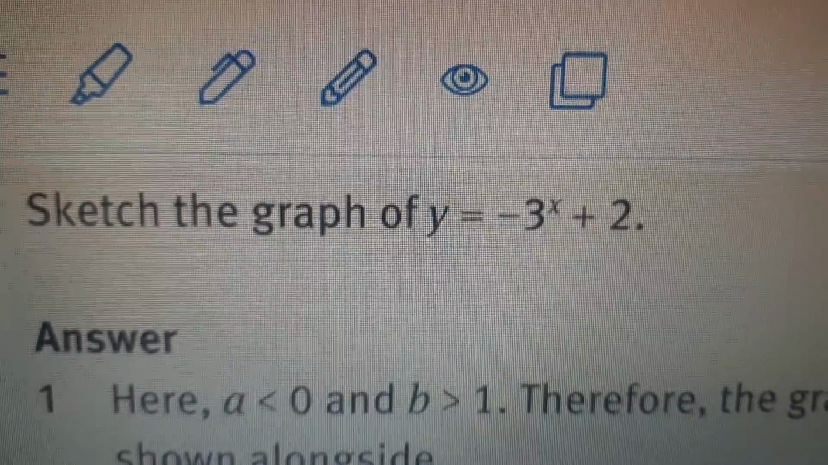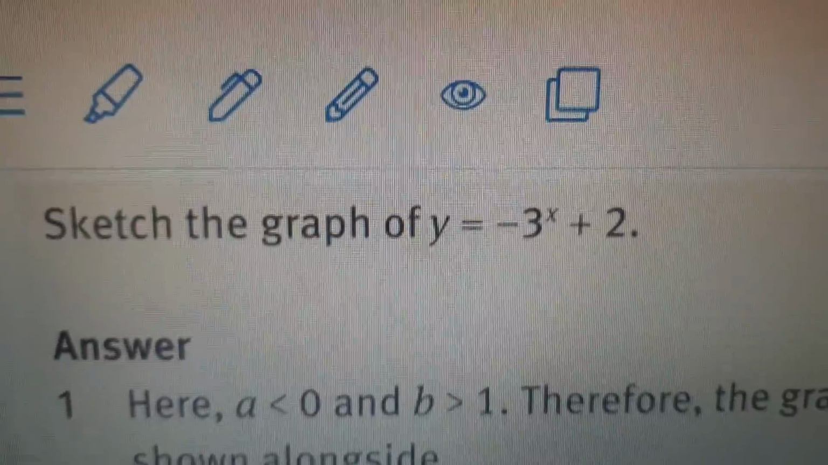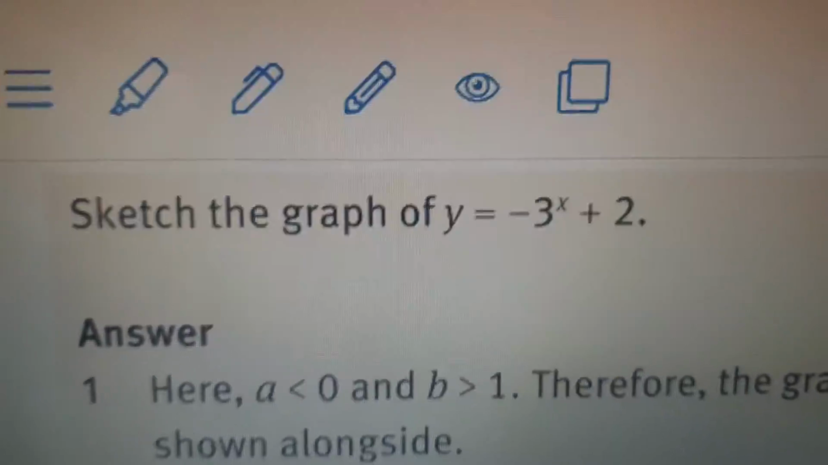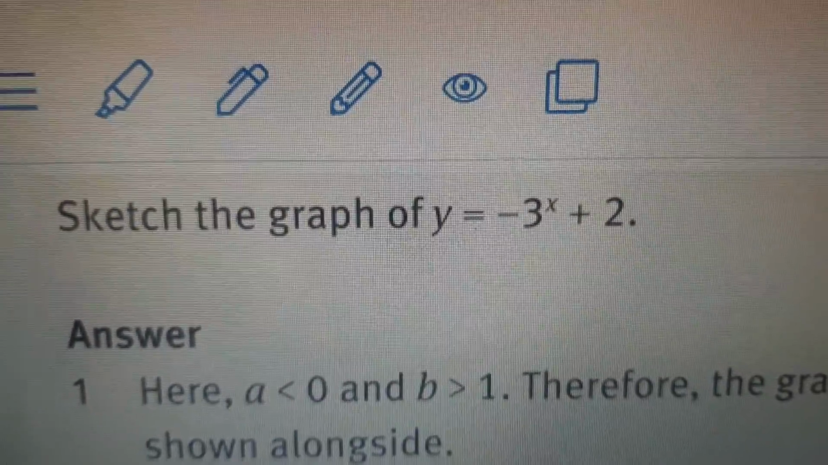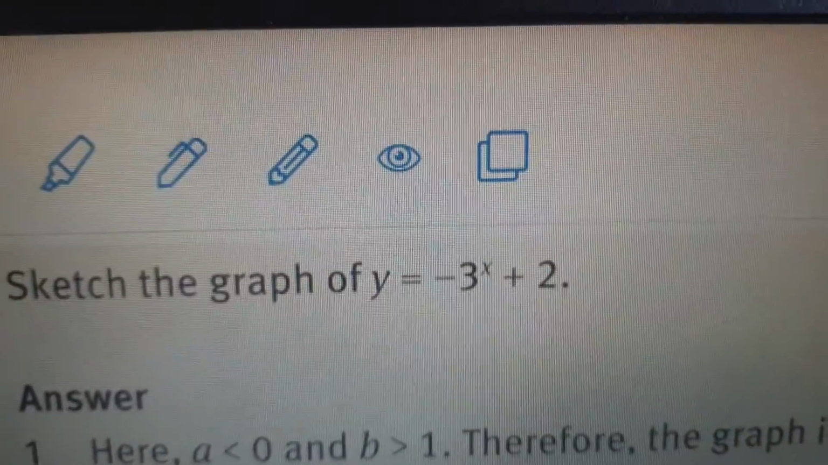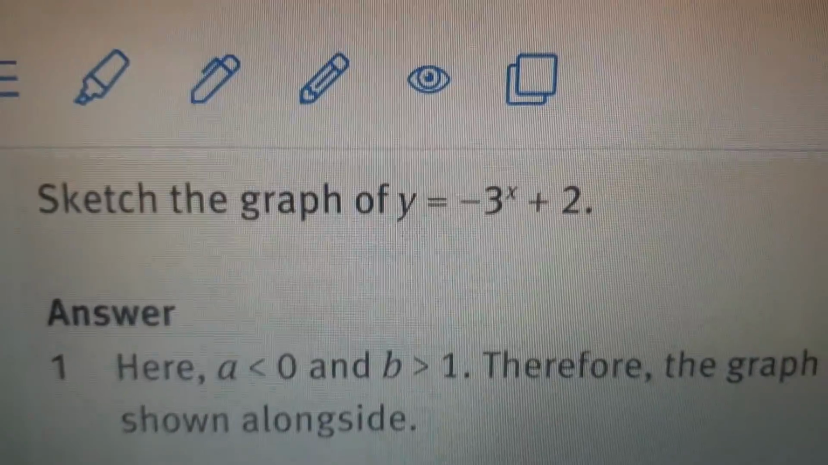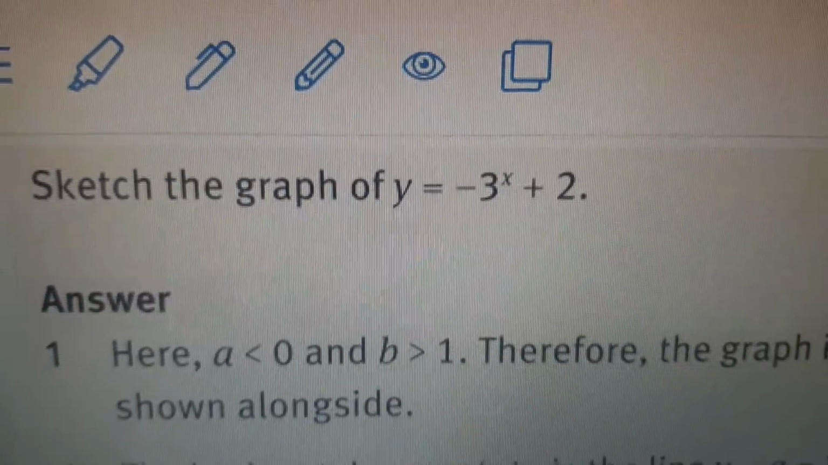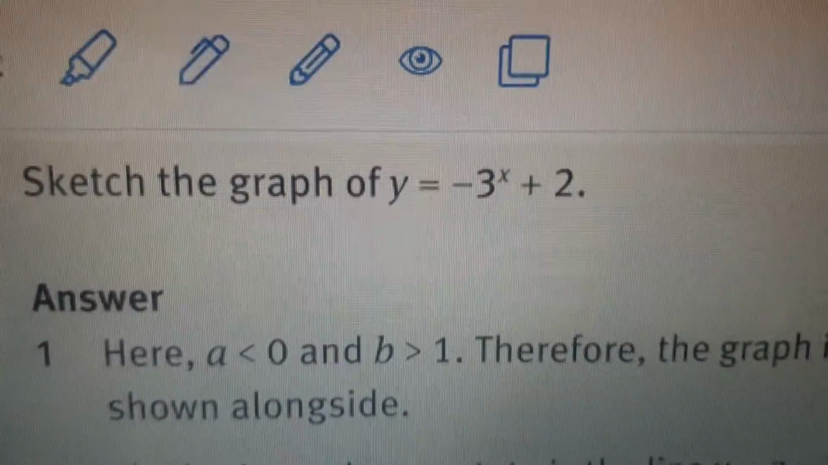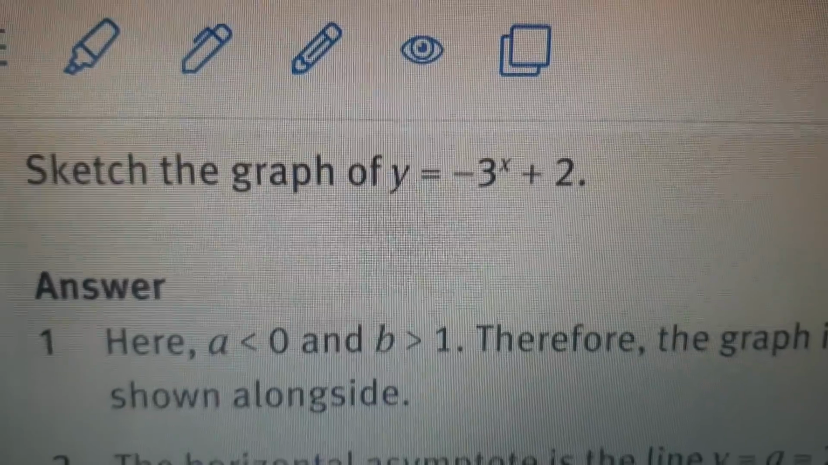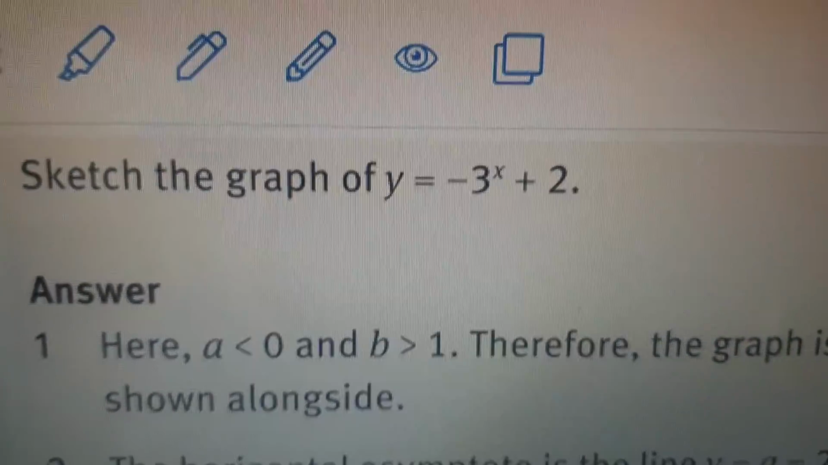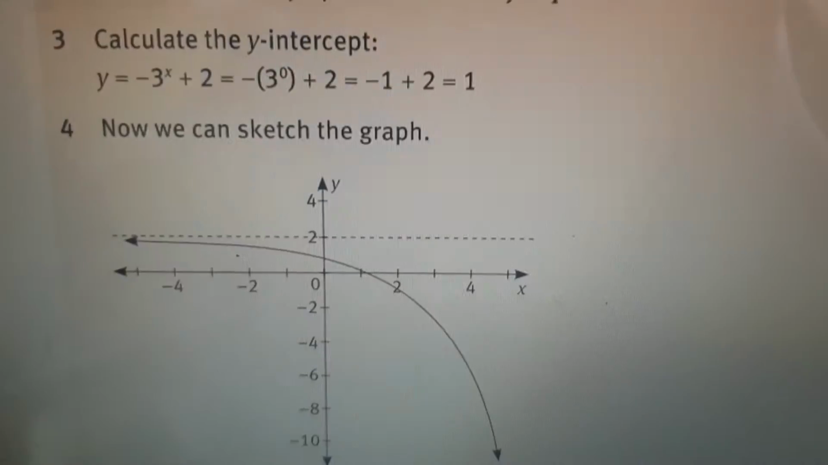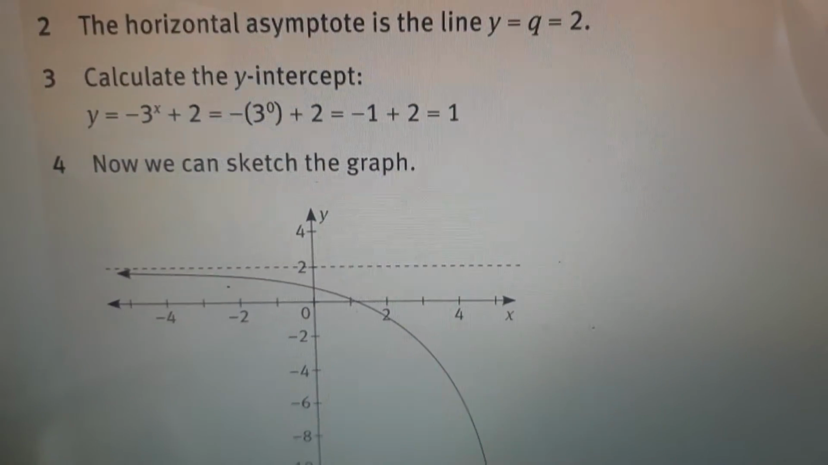So we are given the graph y equals minus 3 to the power of x plus 2. So we can already see that if it's only minus 3, that means it's 1 times minus 3. So we know a is smaller than 0. Therefore, we'll have a decreasing graph. And then we can see our q value is plus 2. So that is where it will go through the y-axis.